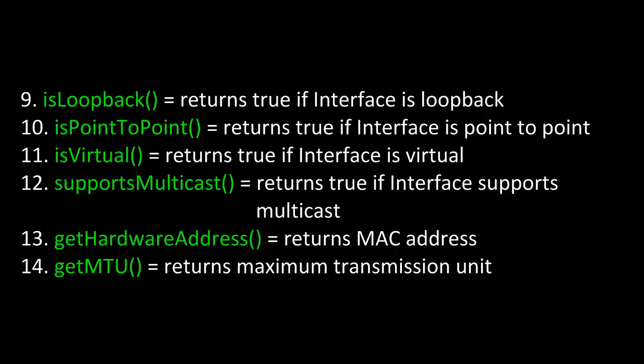isVirtual, which returns true if the interface is virtual and false if not. supportsMulticast, which returns true if the interface supports multicast and false if not. getHardwareAddress, which returns the MAC address or layer 2 address. And getMTU, which returns the maximum transmission unit.